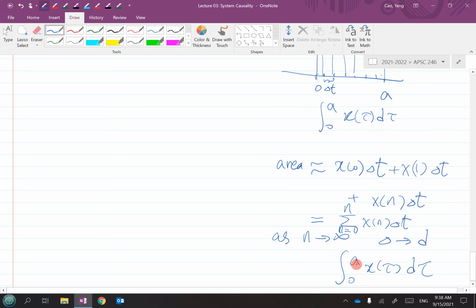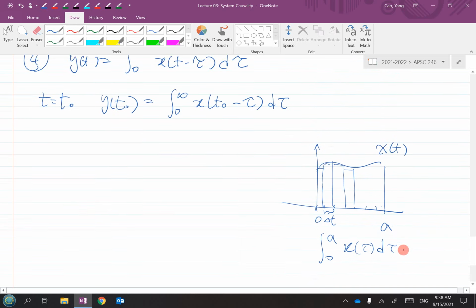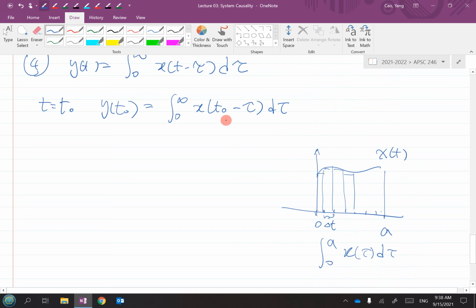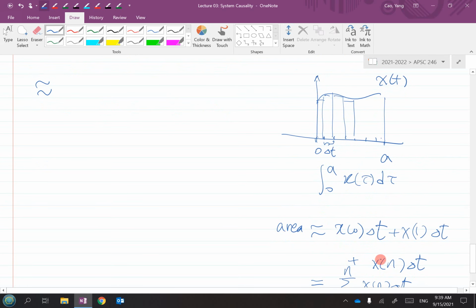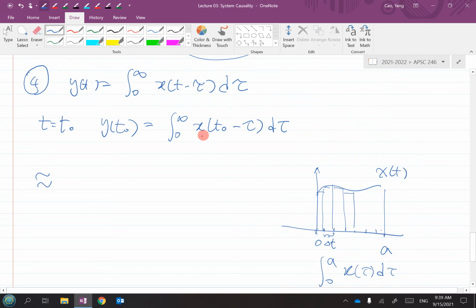All good? Okay? So now if I go back to this question here, think about if I really wanted to use the approximation concept as I illustrated here. So how would I approximate this integral? How would I approximate the integral here? Because tau goes from 0 to infinite here, right?